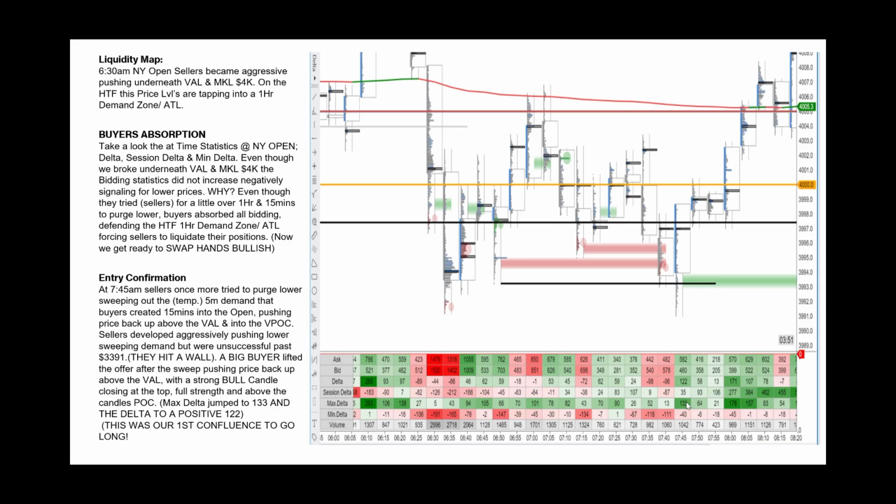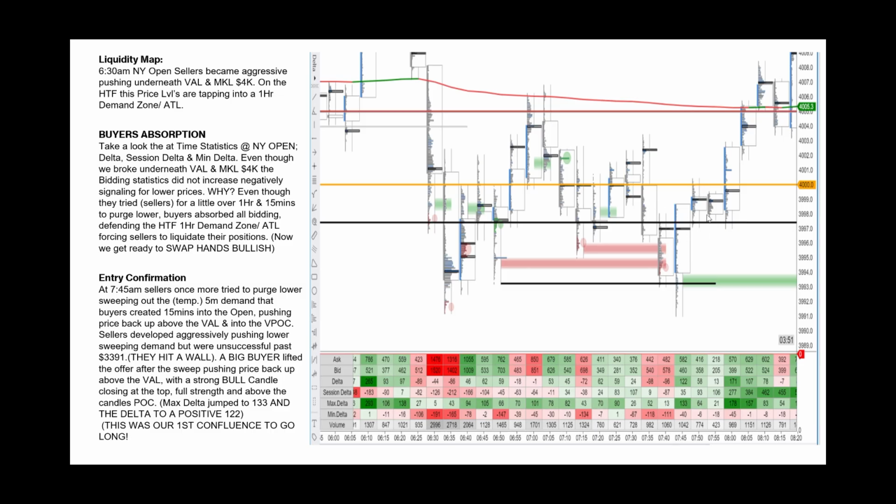In the very next candle, the max delta jumped to a strong positive 133, showing us how aggressive buyers were at one point in time in this bar. It printed at a 582, okay? And the delta went from negative 96 to a positive 122, and the session delta rose to 35 positive. All right, now we came and we break above the value area low, and we push back into 4K.